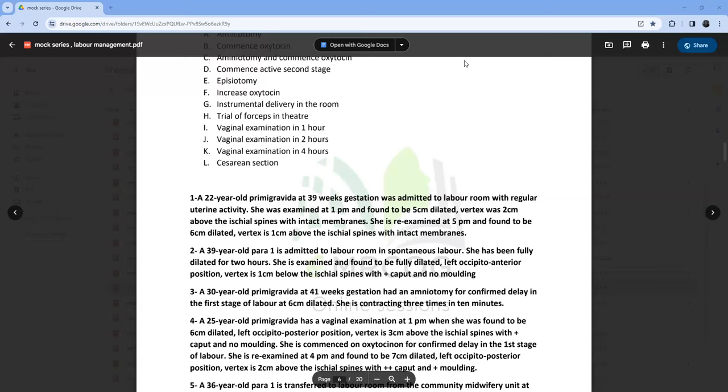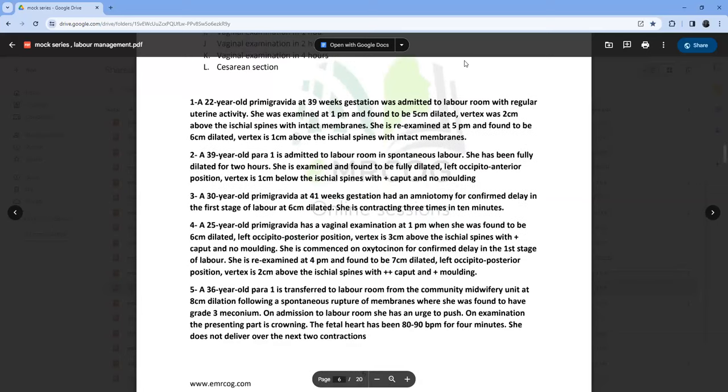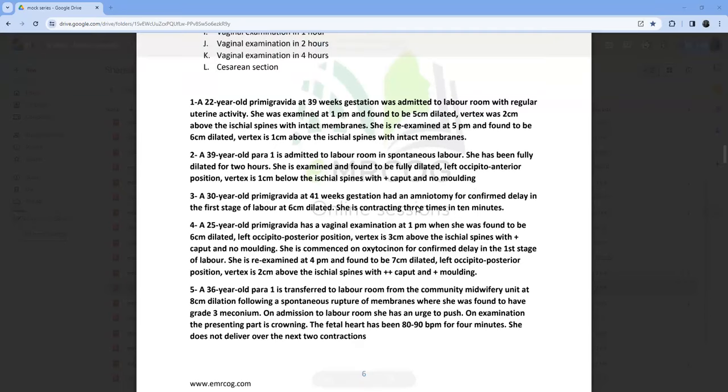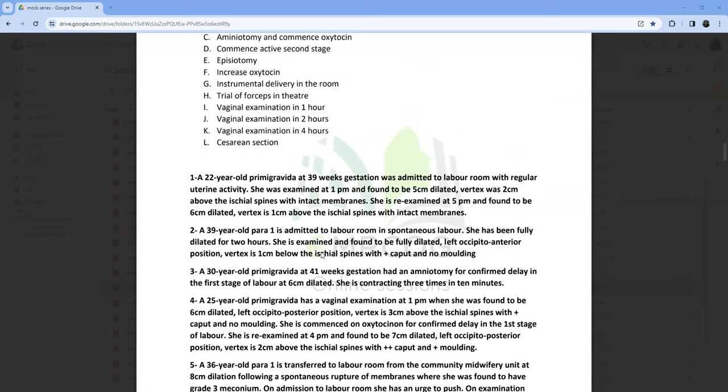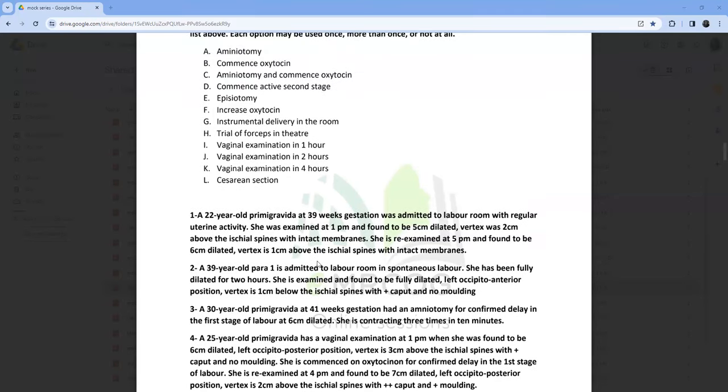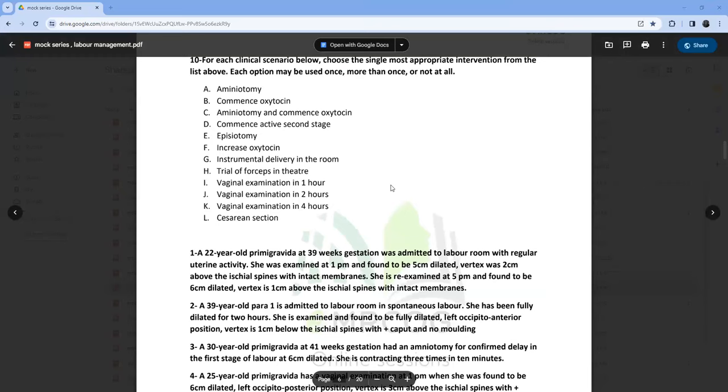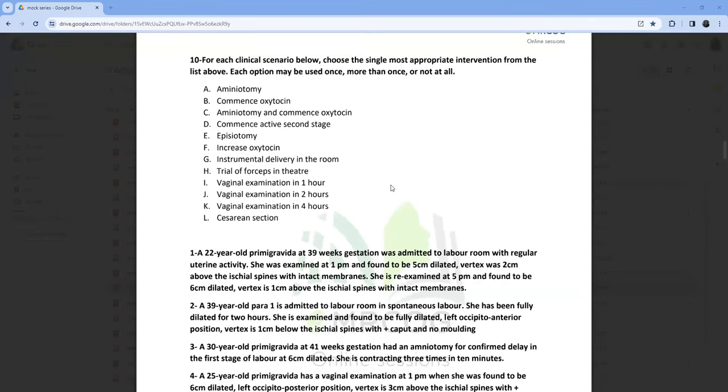So the step after amniotomy, shall we increase the oxytocin now or not? We don't increase, or rather, we don't add oxytocin plus amniotomy at the same time, right? It sounds like something is wrong in that scenario, for confirmed delay, right? But anyway, the patient had already had amniotomy. What shall I do now?